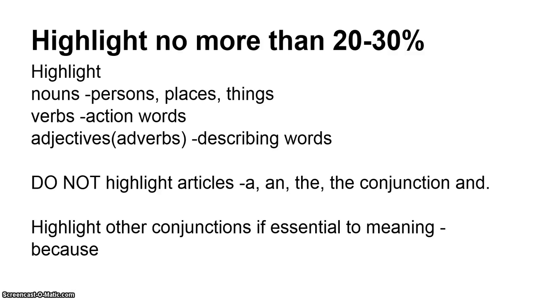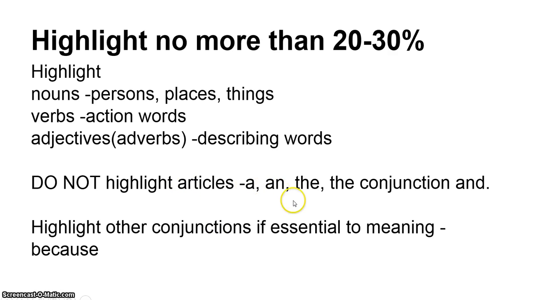So what do you highlight? What do you include? You would include nouns. If you don't remember what a noun is from grammar class, it's a person, it's a place, or it's a thing. You would probably highlight verbs. Those are your action words. And your adjectives and adverbs, your describing words. I can ignore the part of speech called articles.